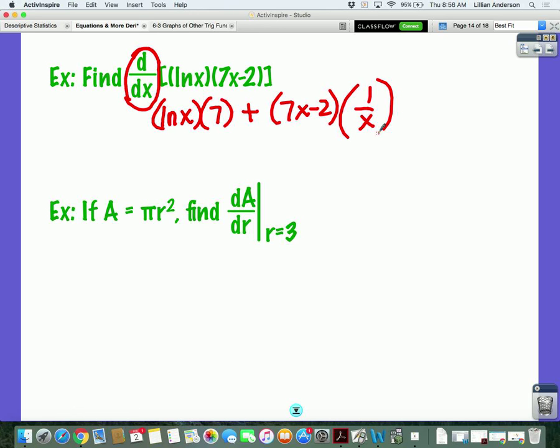Now let's simplify this. The first part would be what? 7 ln x. Very good. And then 7 plus or minus 2 over x. Awesome.